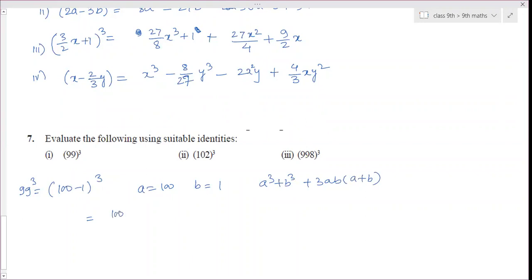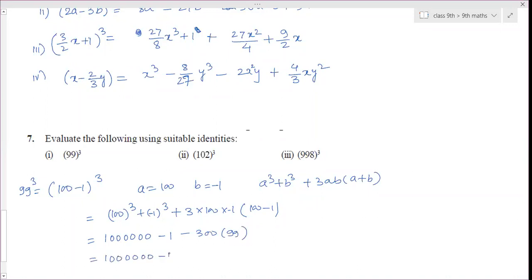Ma'am, I got the answer, ma'am. 100 cube plus 1 cube plus 3... Ma'am, here the value of b is minus 1. Yeah, minus 1, right. 100 minus 1. So 100 cube means 2 zeros, so cube means 6 zeros here. Multiply with 3, so that is 6 zeros, 1, 2, 3, 4, 5, 6. Minus 1 cube is minus 1. Minus 300 into 99, 1, 2, 3, 4, 5, 6 minus 1 minus 99 into 3. Ma'am, 30,000. 29700.